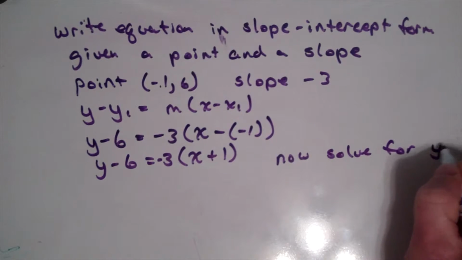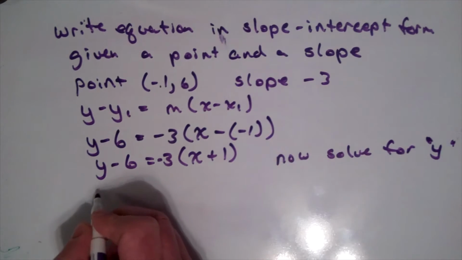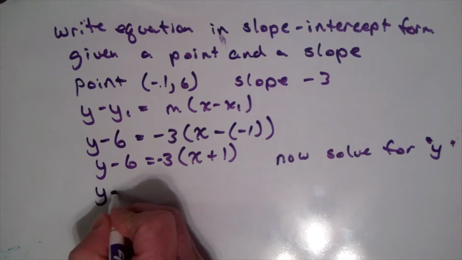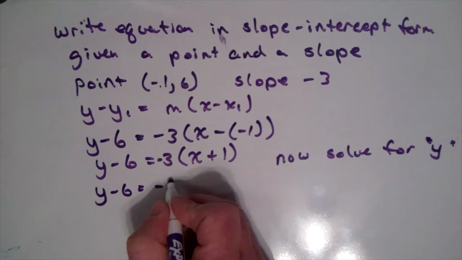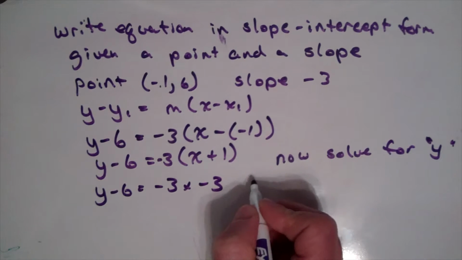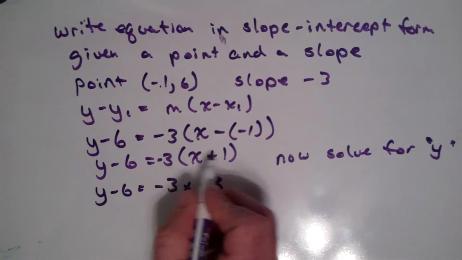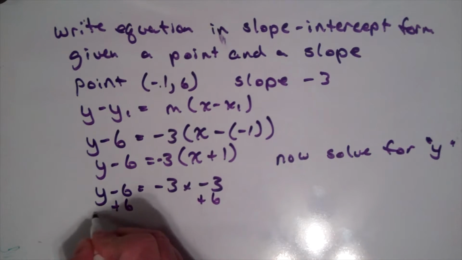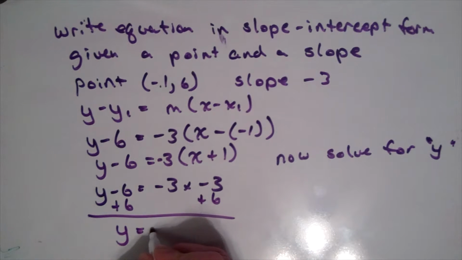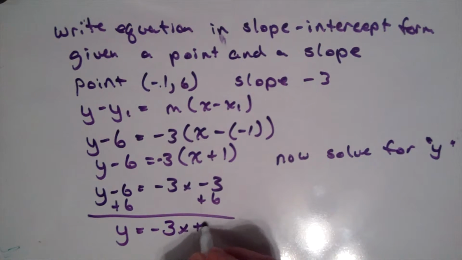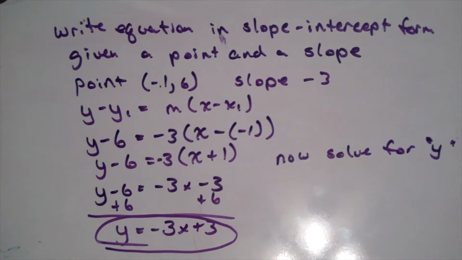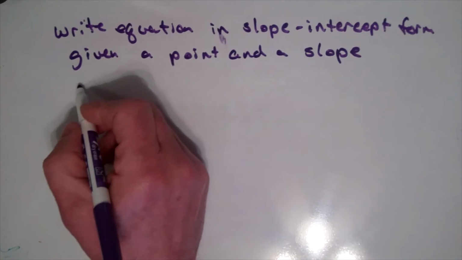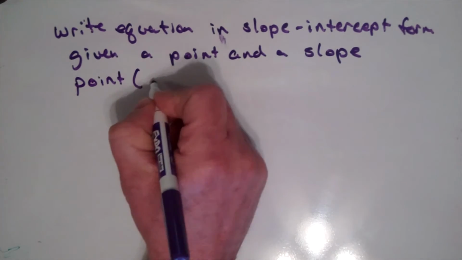So what you need to do now is solve for y. So first thing I'm going to do, rewrite y minus 6, then distribute that -3 through the parentheses. So -3x minus 3. Now add 6 to both sides. And I end up with y equals -3x plus 3. And now that is in slope-intercept form, with an intercept of 3 and a slope of -3.